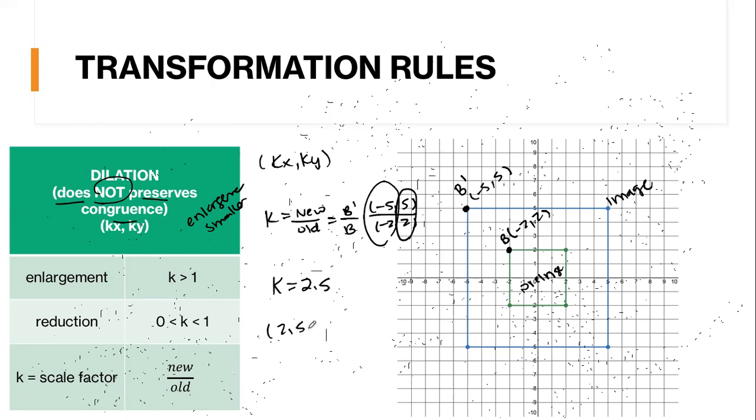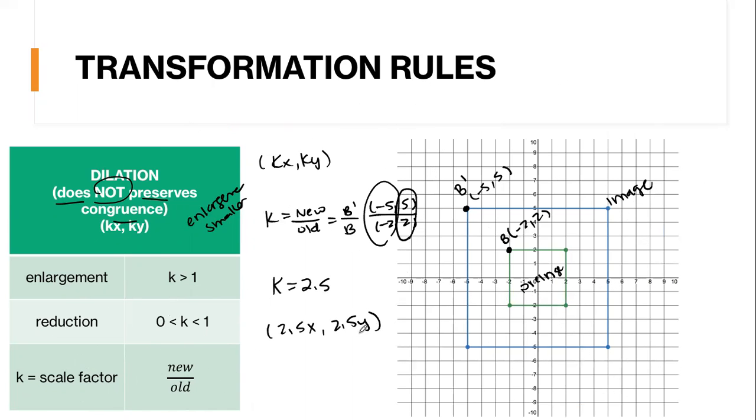So it would be 2.5x, 2.5y, which makes sense. 2.5 is greater than 1. And if it got bigger, that fits. If it had gotten smaller, then my k should have been less than 1.